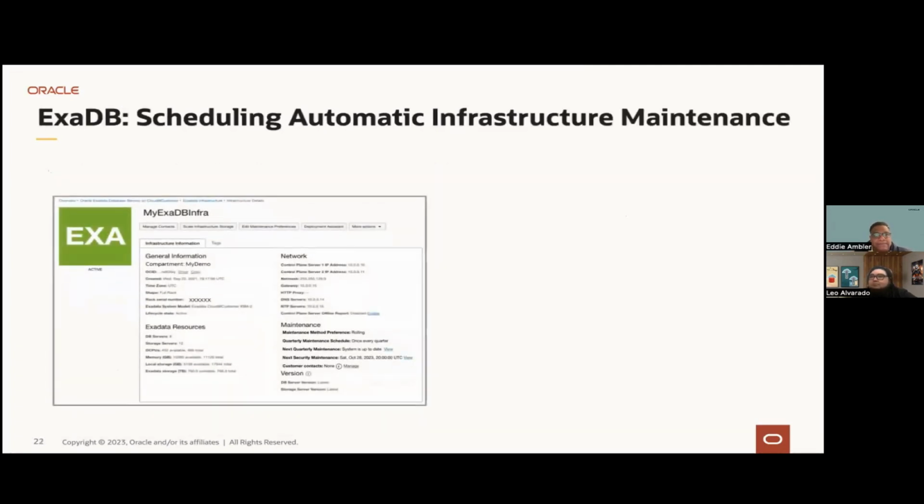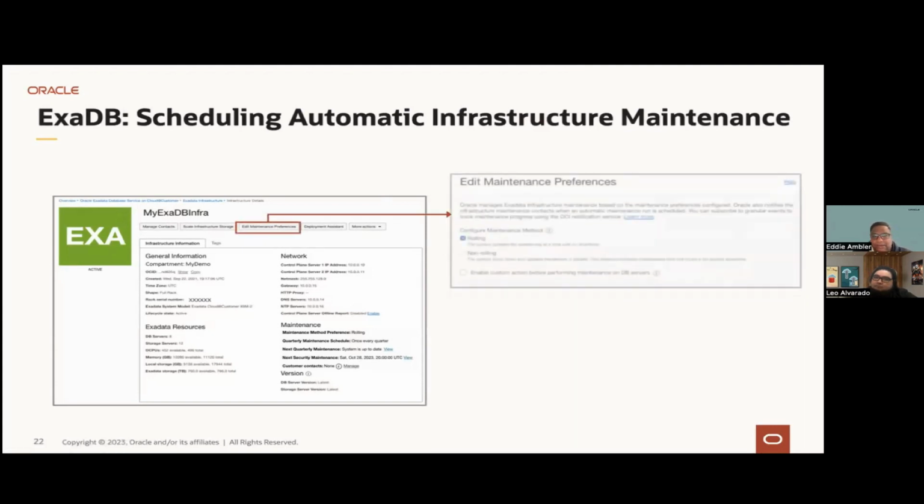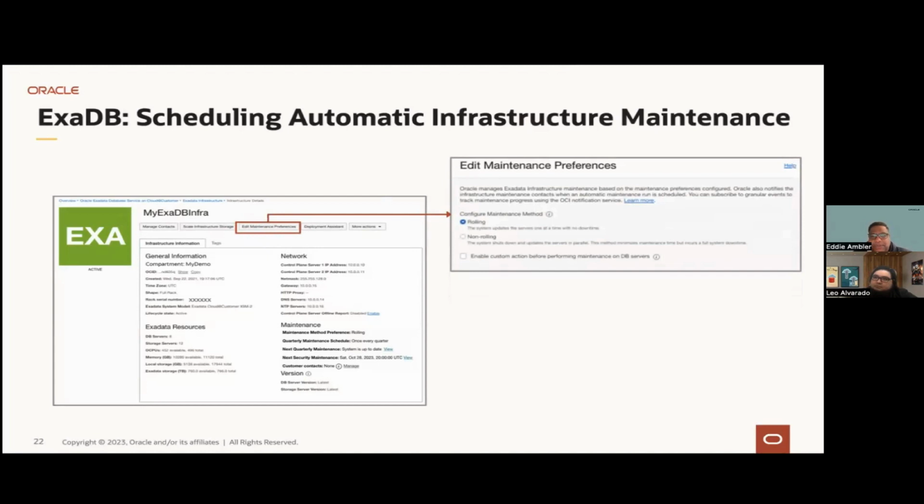So let's look at it. The first thing that we should probably look at is, how do we schedule the automatic infrastructure maintenance? I mentioned to you that Oracle does the infrastructure maintenance, but that you could actually schedule it. So if we were to navigate to our Exadata infrastructure using the OCI Console, we could then click on Edit Maintenance Preferences, which brings up a page where we simply configure the maintenance method. We'd say, how do we want to do our infrastructure maintenance method, rolling or non-rolling? We make our selection.